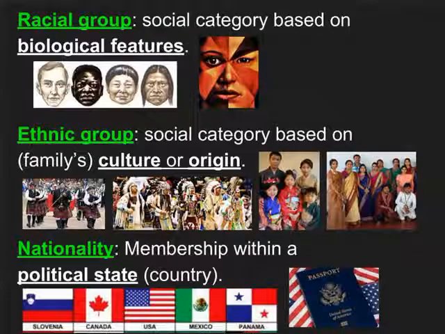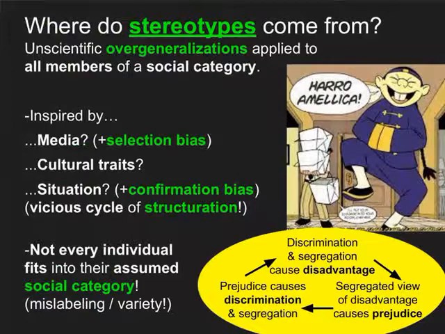Because many of these terms can be confusing, for the purposes of this class, when we say racial group, we mean the way that society has identified groups of people based on biological features. When we say ethnic group, we mean the way that society has identified groups of people based on their culture or origin. When we say nationality, we mean membership within a particular country or political state. For racial, ethnic, and many other ways that we label groups of people, social expectations may go far beyond any actual cultural or biological features.